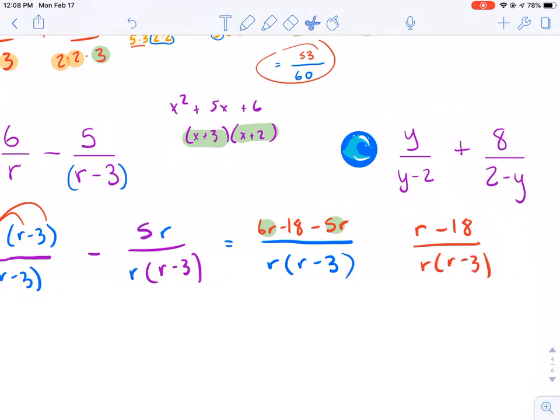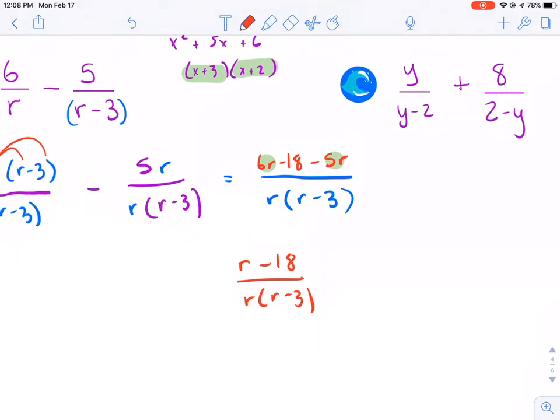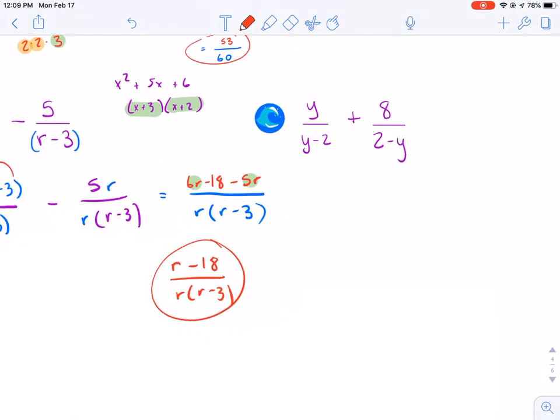Sorry, I should move this down so it doesn't impede the path of the other one, okay? And then we can just leave it like that, and that's our answer, okay? So that is how we do it with more complicated polynomials with variables, okay?